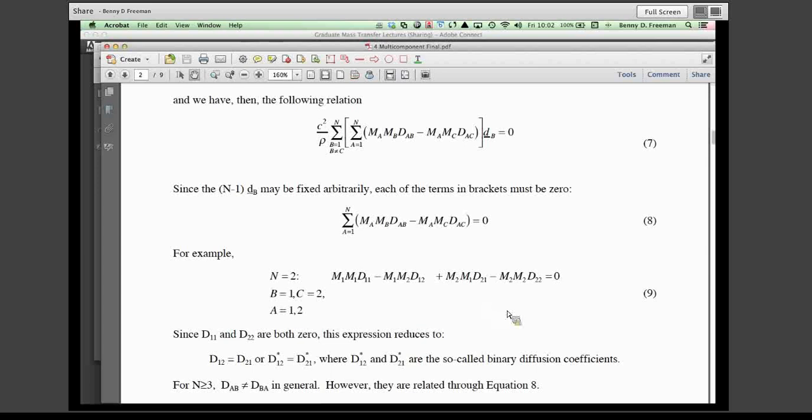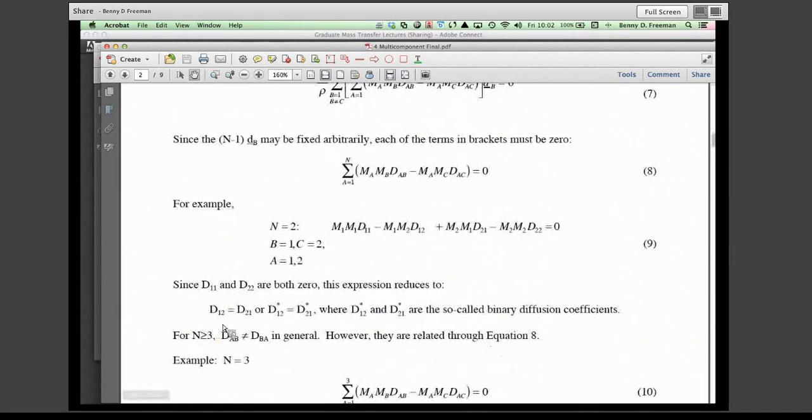And we can let D11 and D22 be, by definition, 0. That's the result from the previous page. And what you find, if you set D11 and D22 to 0, is that for a binary case, D12 is equal to D21, and we often give these diffusion coefficients a special nomenclature. I'll start to use a star with them. These are the so-called binary diffusion coefficients.